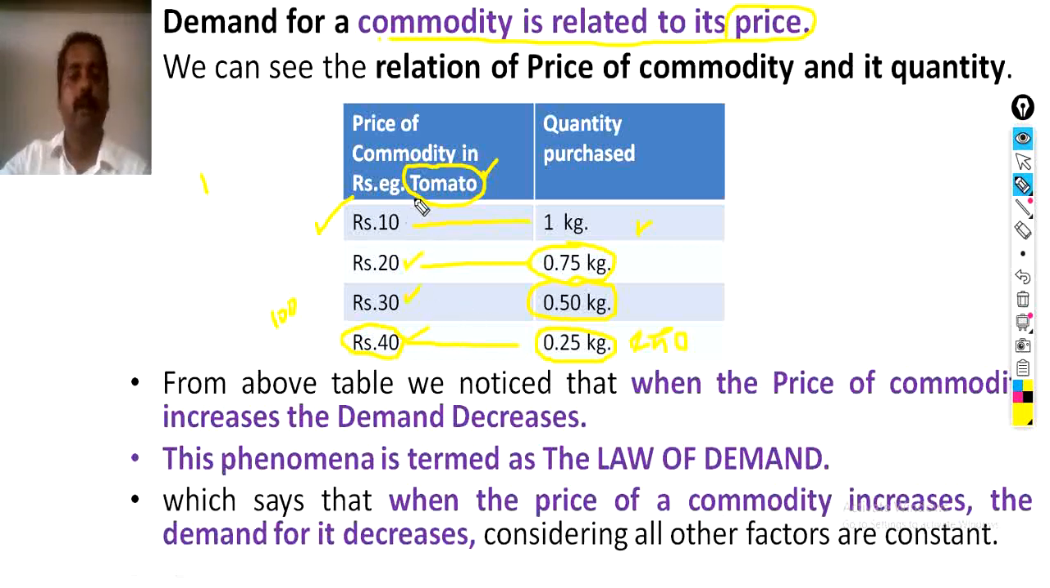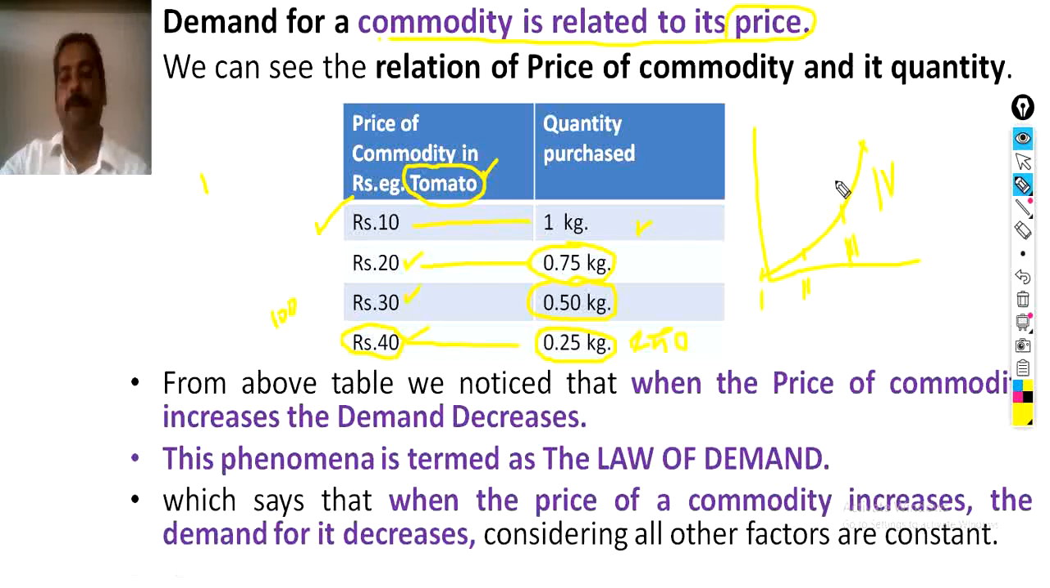What does this table show? The table shows that the price of a particular good increases. This is price number 1, this is price number 2, I use Roman numerals, this is price number 3, and this is price number 4. The prices are continuously increasing, so we can take a graph of these continuously increasing prices.